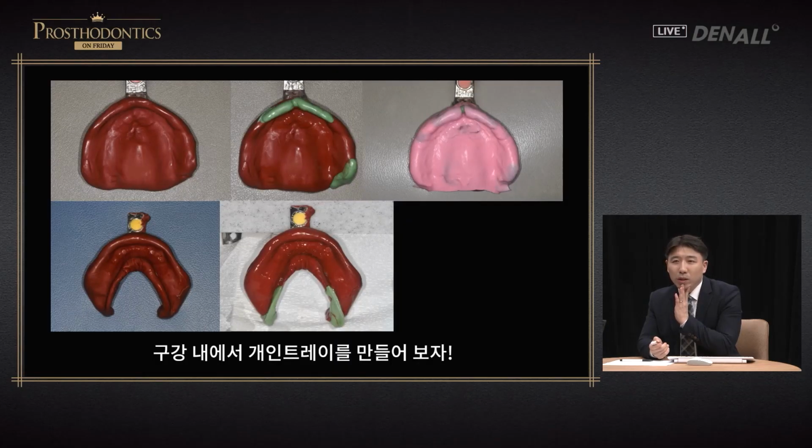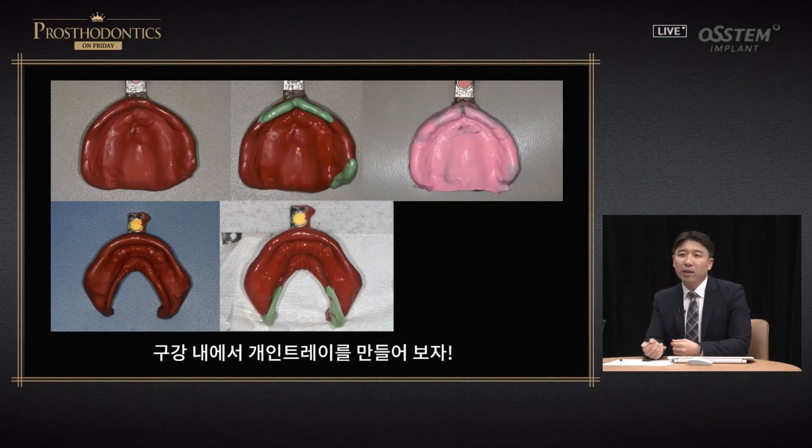This is a way using compound. It's quite difficult to get using a stock tray. Compound needs to be used. You make a custom tray within the patient's oral cavity in the preliminary impression taking stage. You make the custom tray and do a wash impression using alginate once again. For me, this is preliminary impression taking. This is the way I do most frequently.